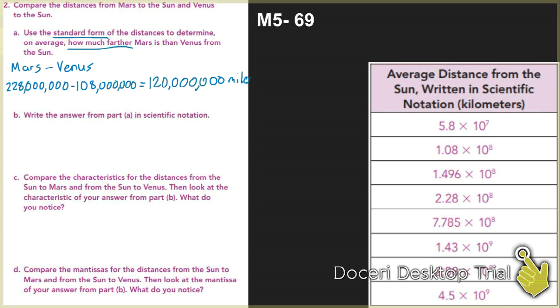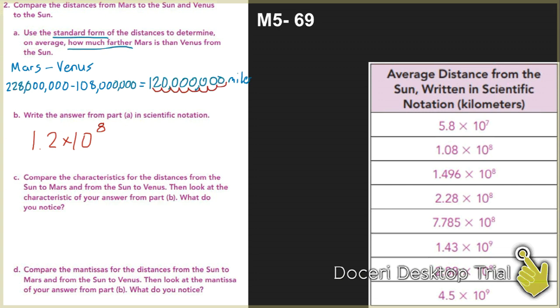Okay. Now, question B says, okay, write your answer in scientific notation. All right, we already know how to do that. Just to make sure, quick refresher, our decimal point would be here at the end, and we need to move it 1, 2, 3, 4, 5, 6, 7, 8 spaces to get our mantissa to be between 1 and 10. So our mantissa becomes 1.2, and that is times 10 to the 8th because we moved it 8 spaces. Okay. So that's all we have to do there.